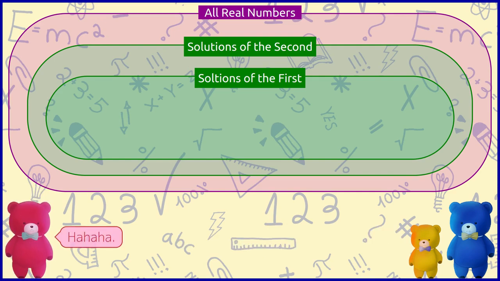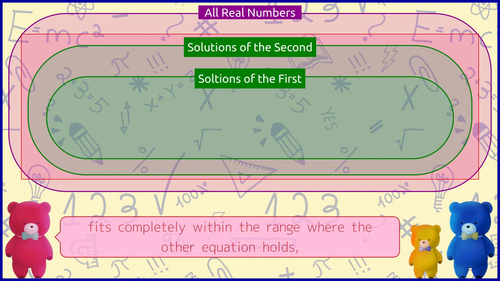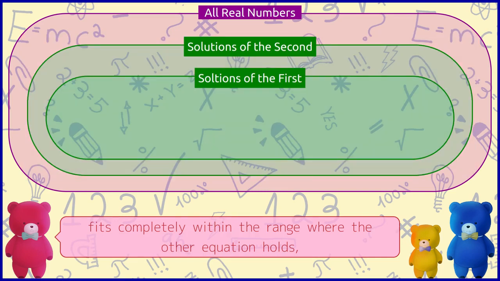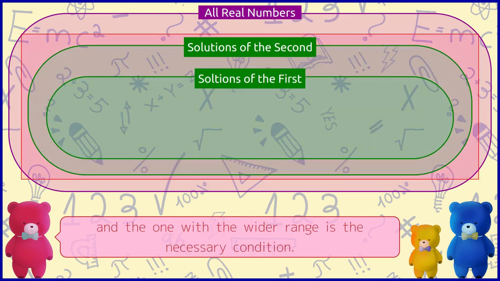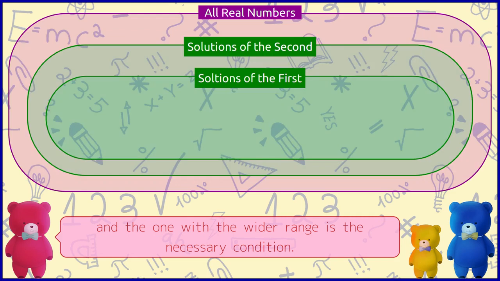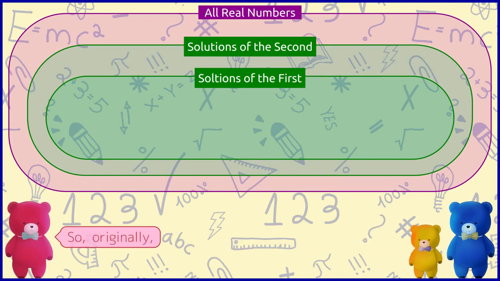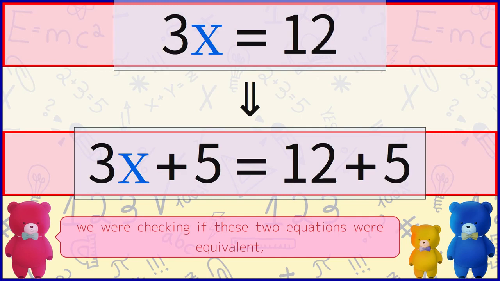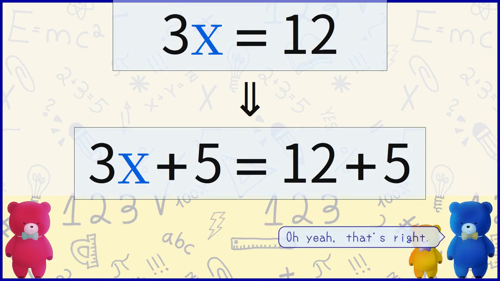So to sum it up, if the range where one equation holds fits completely within the range where the other equation holds, the one with the narrower range is the sufficient condition, and the one with the wider range is the necessary condition. I see. It's been organised really well. So originally, we were checking if these two equations were equivalent, meaning the range of solutions for both equations was the same, right? Oh yeah, that's right.